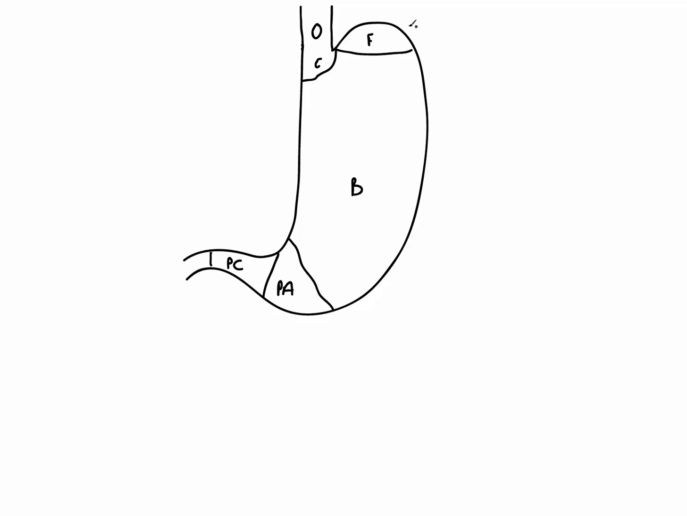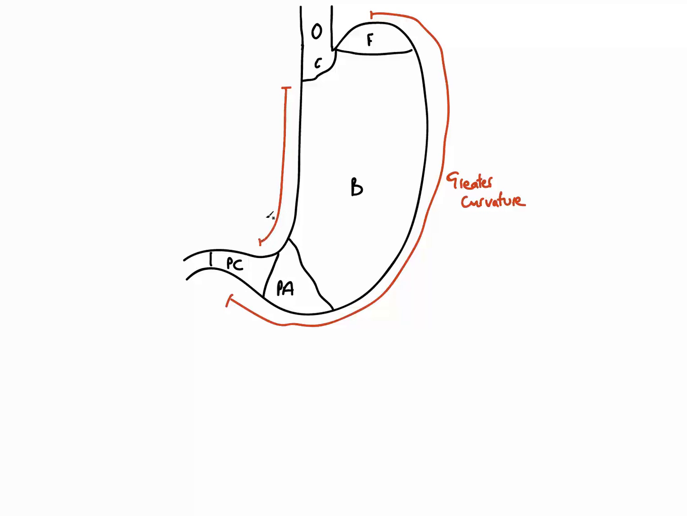We can also add a couple of additional features. Running along the left border of the stomach, we have the greater curvature. And running along the right border of the stomach, we have the lesser curvature. So the greater curvature and the lesser curvature.